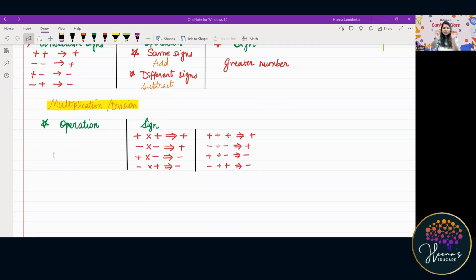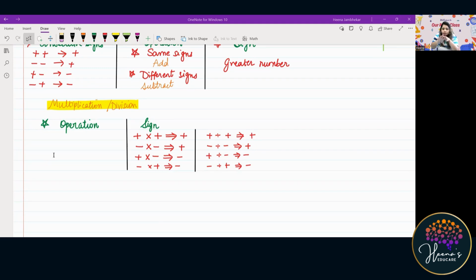If it is minus 3 into minus 2, the first thing I will write is a 6, and then I'll proceed to the signs. So first I perform the operation of multiplication or division. The second step is now to think of the sign. If I see plus into plus, I'll write a plus. If it is minus into minus, I will write a plus. If it is plus into minus, I will write a minus. And if it is minus into plus, I will write a minus.